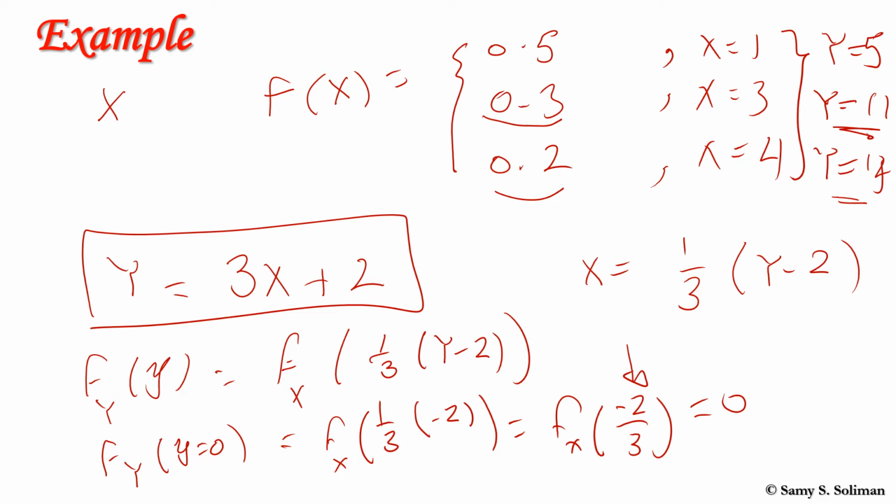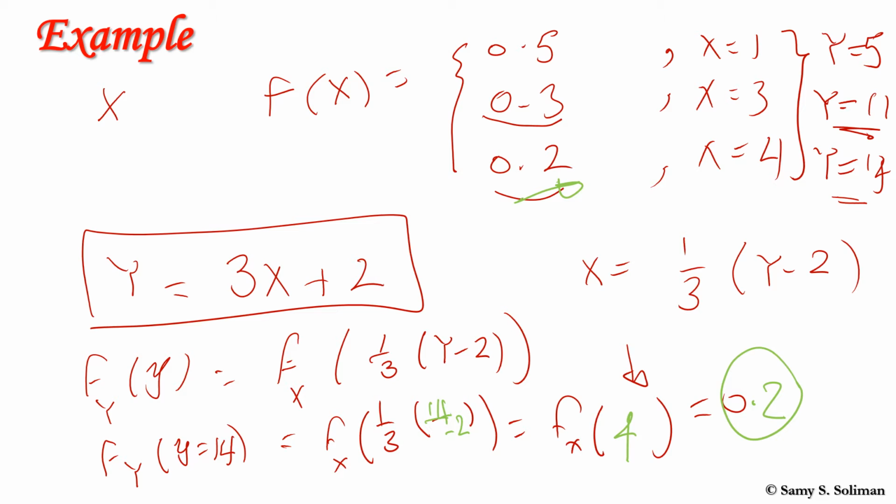In order to make sure, let's, for example, substitute here or find the probability of y equals 14. So modifying this relation, that will be f of x of 1 over 3 times 14 minus 2. 14 minus 2 equals 12 divided by 3, so that is f of x of 4. f of x of 4, that is 0.2. So the PMF of y at y equal 14 is equal to 0.2, which makes sense from what we said a while ago.